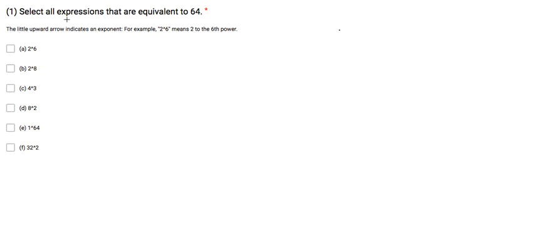Number 1, select all the expressions that are equivalent to 64. The little upward arrow indicates an exponent. For example, 2 arrow 6 means 2 to the 6th power. So in this case here, it looks a little bit like this.